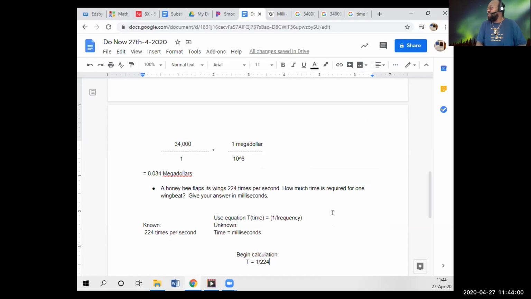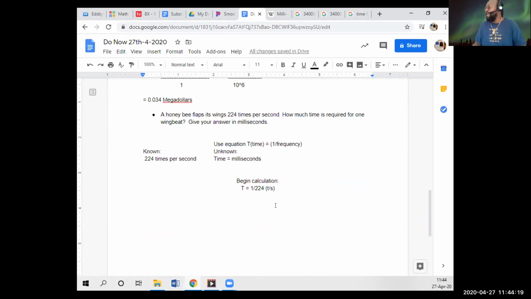And we can't use times per second because we're reversing it. I'm going to put T over S so you understand that this is for times per second. What's going to end up happening is your seconds are going to go upstairs, because this is like times per second. This is already being divided. So how do you do that? We're going to put 224 on the top and 1 at the bottom.